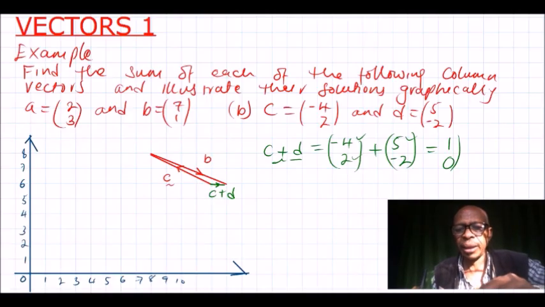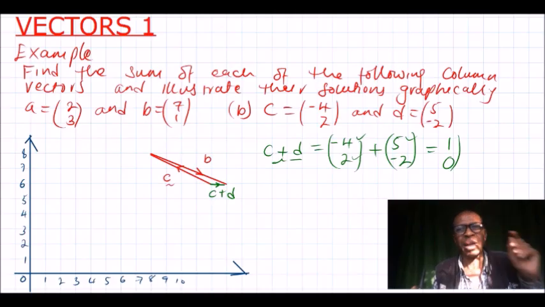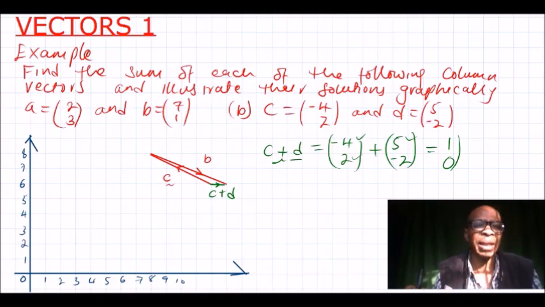So I hope you understand what column vectors are. They represent displacement. Let's do another example.